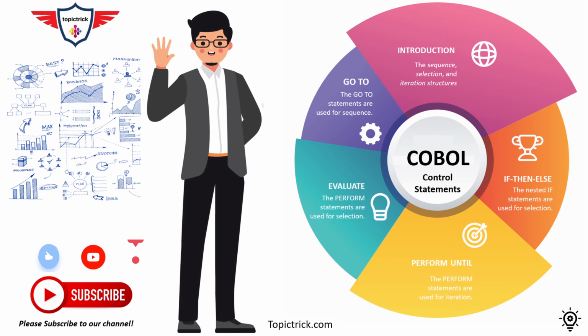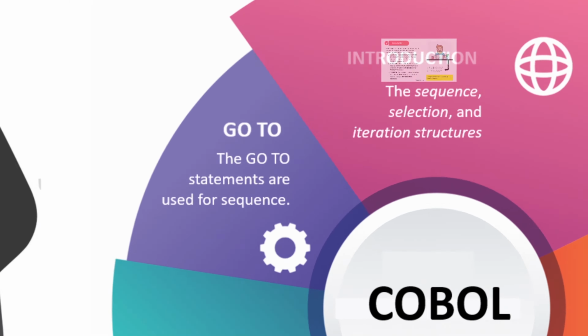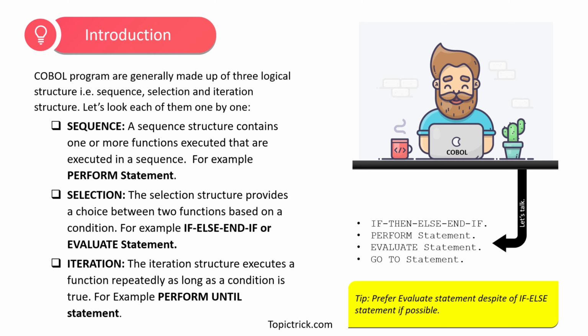Okay, so let's begin our presentation with introduction. A COBOL program is generally made up of 3 logical statements or structures. First one is sequence, then selection and iteration. So let's look at all these types of statements one by one.